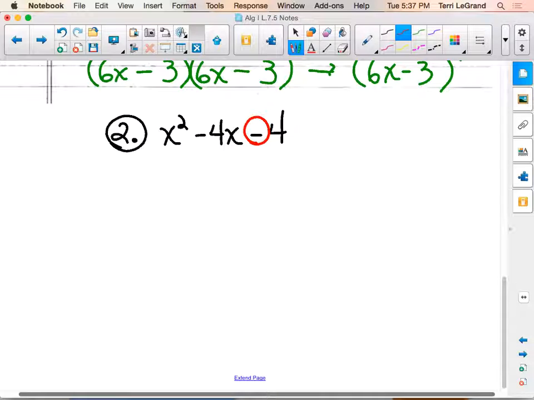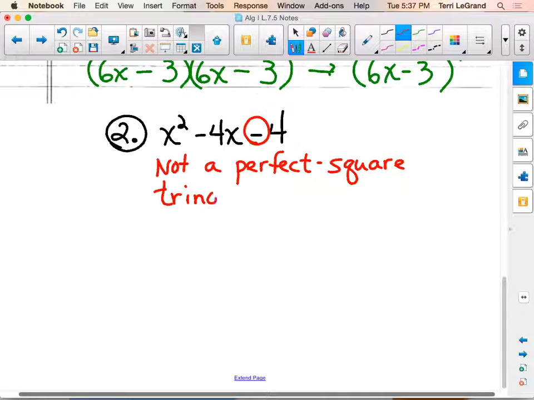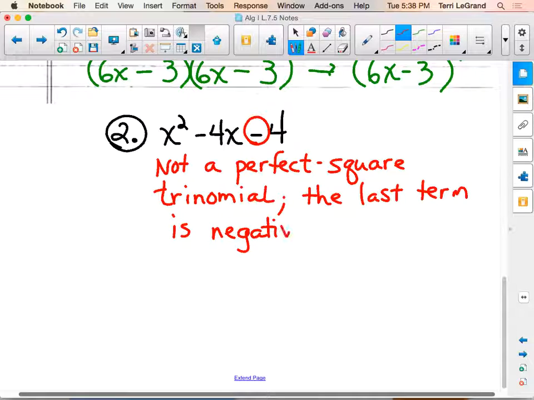So we're going to say this is not a perfect square trinomial. But we don't get to stop there. We have to explain why. The last term is negative. It's supposed to be positive. It didn't pass that test. The last term needed to be positive. It is negative. There's our explanation.